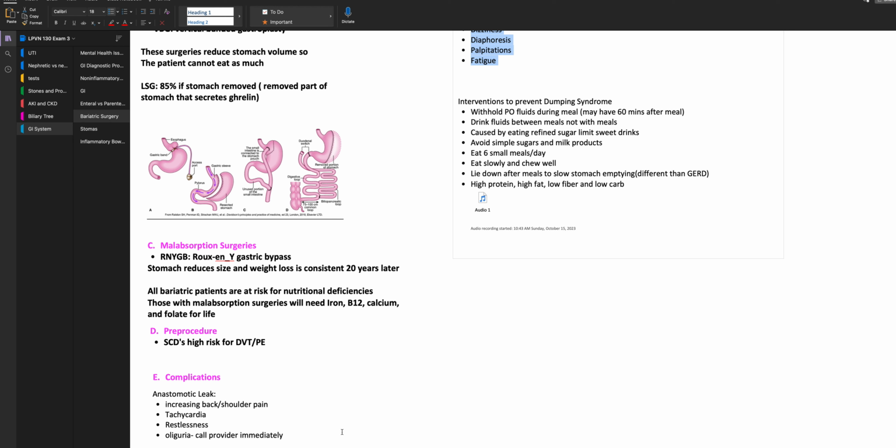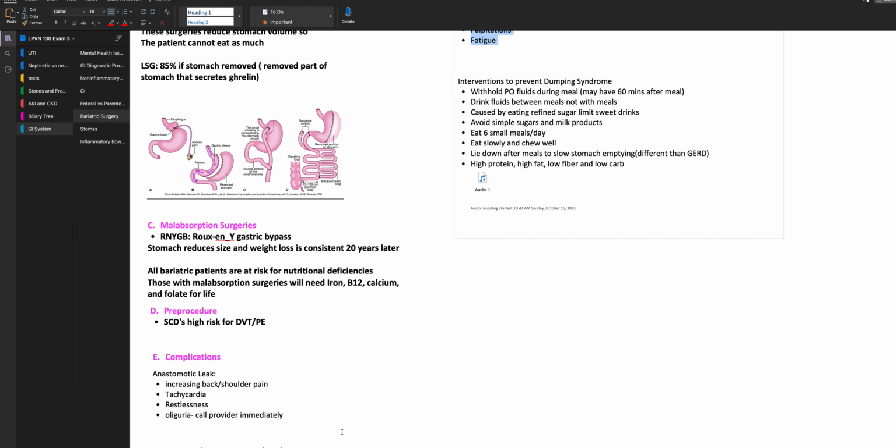They're going to have increasing back and shoulder pain. They're going to have tachycardia and they'll get restless. They'll have oliguria. So call the provider immediately. That's a medical emergency.